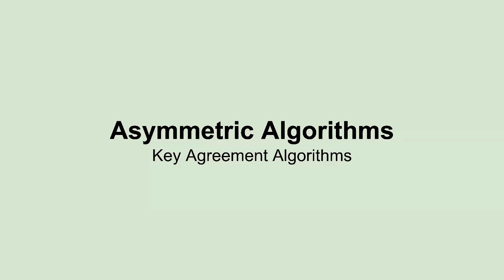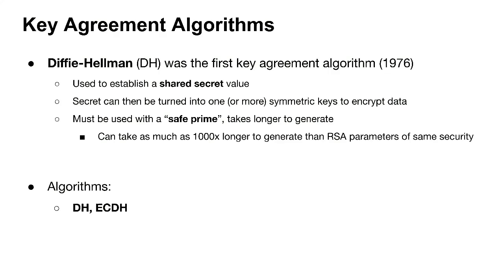So the next asymmetric algorithm type is key agreement algorithms. So here you may have heard Diffie-Hellman, acronymed as DH. This was the first key agreement algorithm in 1976. This is used to establish a shared secret value between two parties. The secret can then be turned into one or more symmetric keys to be used in a later encryption operation.